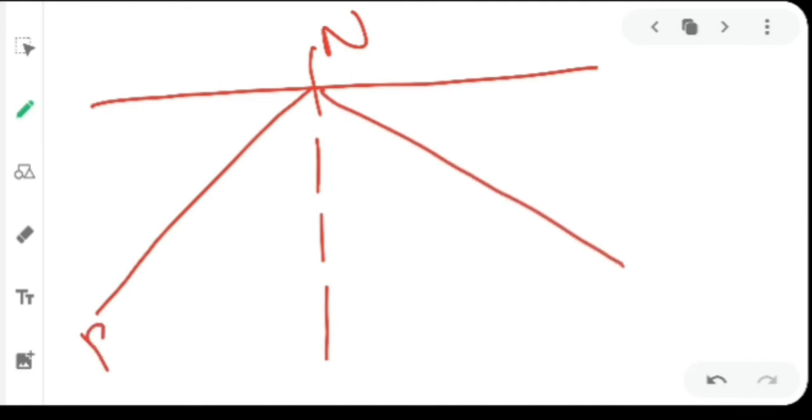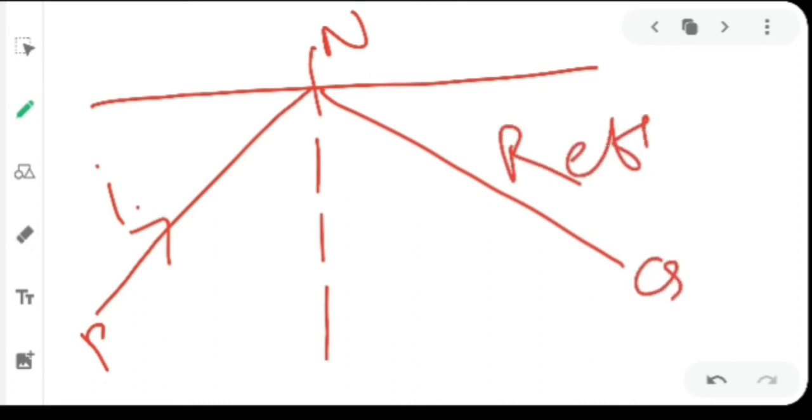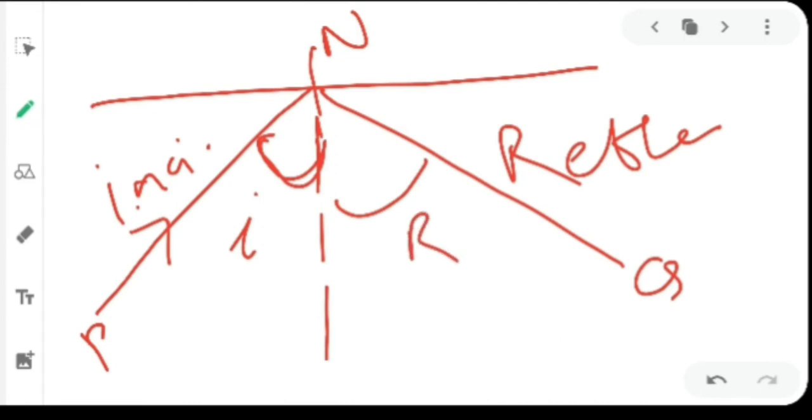The ray which is falling is the incident ray. And the ray which is bouncing back is known as the reflected ray. Now, the angle made between the normal and the incident ray is the angle of incidence, and the angle made by the reflected ray and the normal is the angle of reflection. Okay, so we have talked about it.